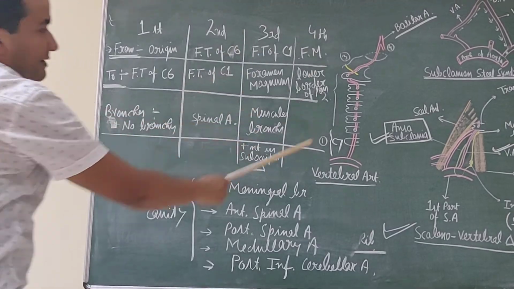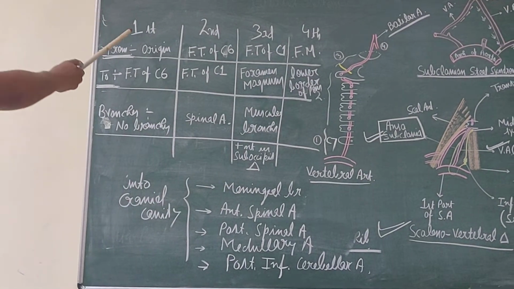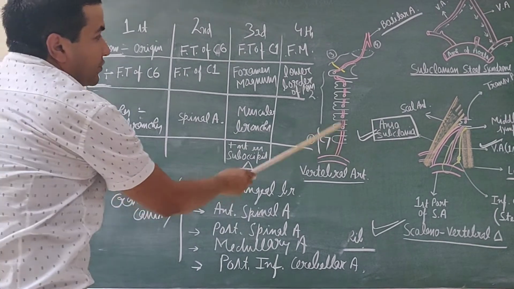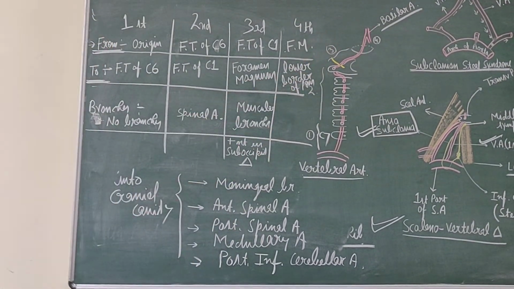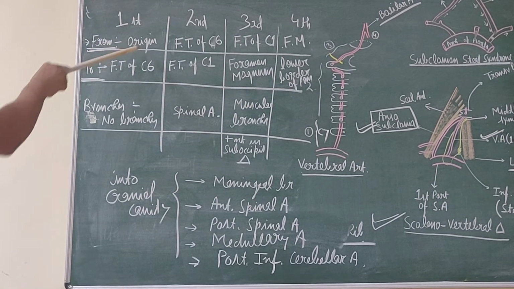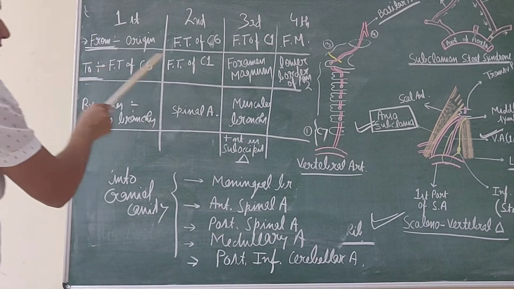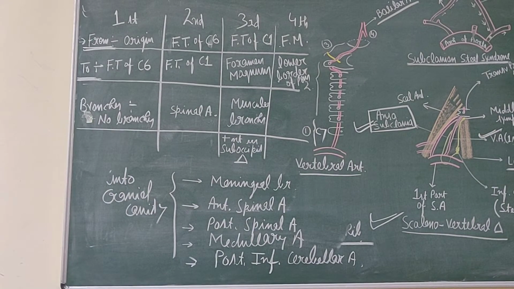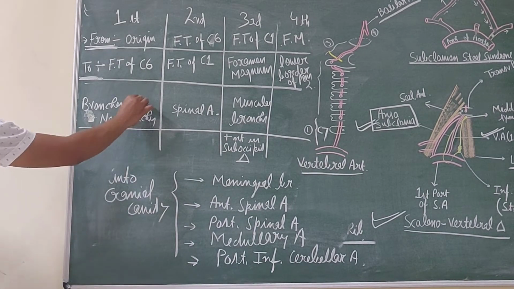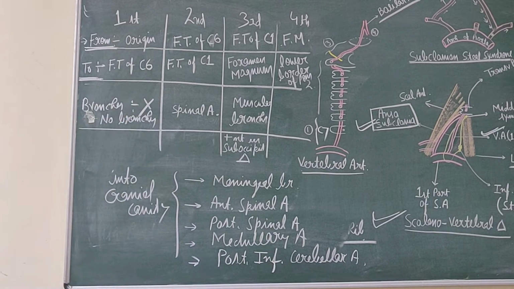In brief, the vertebral artery has the first part, second part, third part and the fourth part. These are the four parts in this diagram. The first part is from the origin to the foramen transversarium of the sixth cervical vertebra. Branches: this part gives no branch.